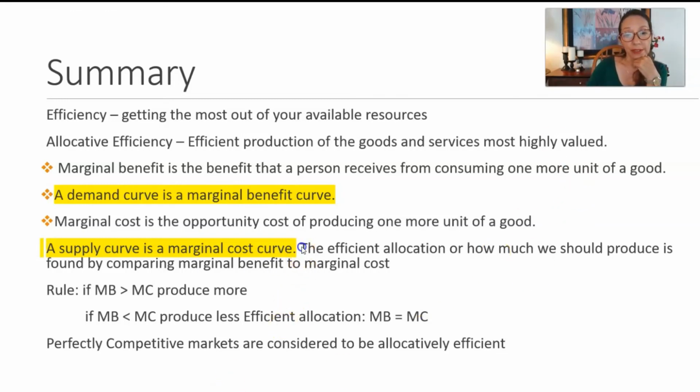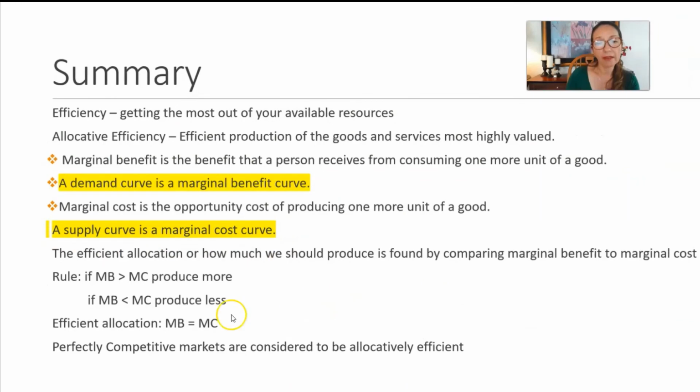Finally, we talked about the efficient allocation, or how much we should produce, which is found by comparing the marginal benefit to marginal cost. So the rule is, if the marginal benefit is greater than the marginal cost, then you need to be producing more to move you towards equilibrium. If the marginal benefit is less than the marginal cost, in other words, you're not getting that much benefit and it's costing you more, then you produce less or you consume less.